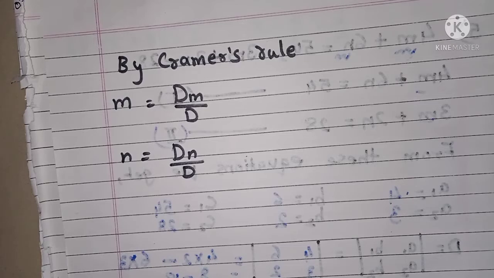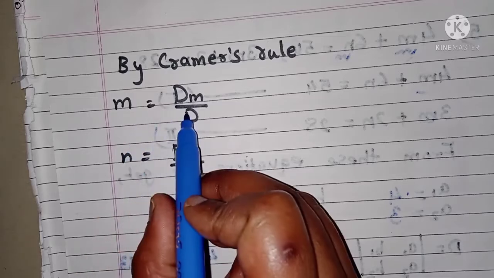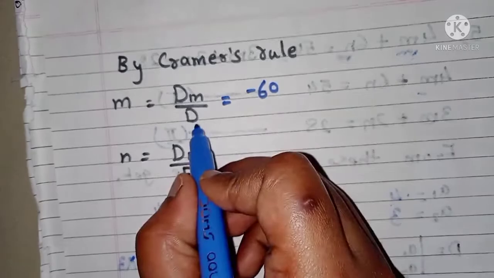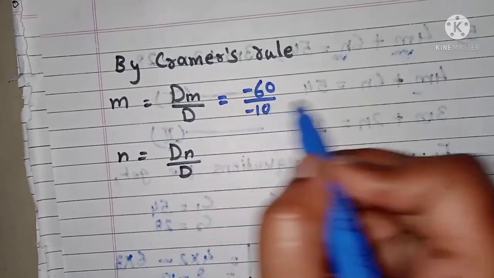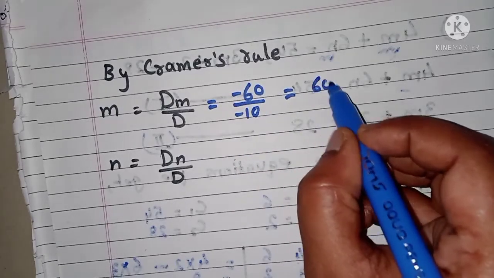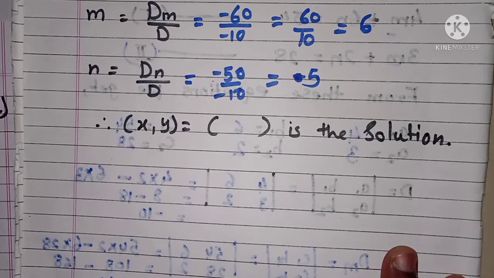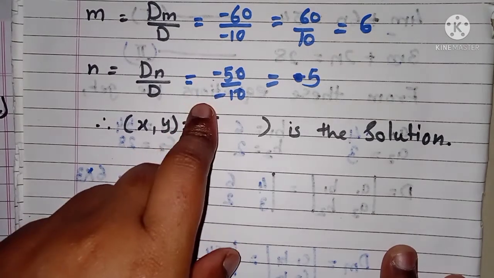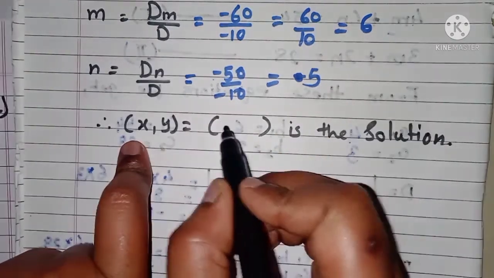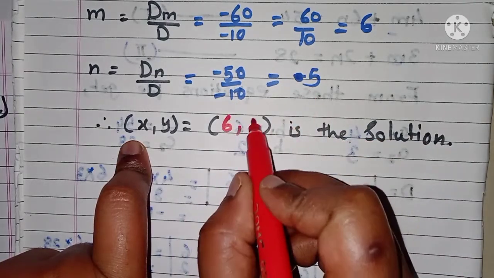So I have written by Cramer's rule m. Remember, we have to find m. M is equal to dm upon d. What dm you got? Minus 60. What d you got? Minus 10. So if you divide, minus minus will cancel each other, and you will get 6. dn upon d is equal to minus 50 upon minus 10. Minus minus will cancel each other. You will get answer 5. We will write the solution. X you got 6 and y you got 5.